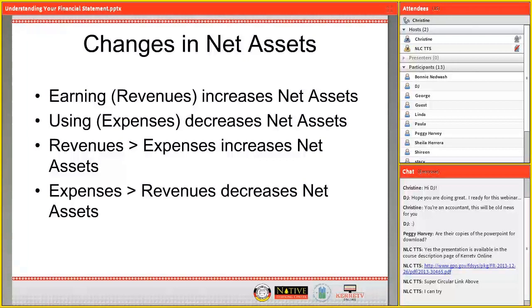Okay, so earnings increase your net assets, obviously, because your net assets are what's left over. Using them decreases it because you're spending it. Revenues greater than expenses will increase your net assets, and expenses greater than your revenues will decrease your net assets. Again, not rocket science here. And always just think about your own personal checking account. If you get more money than you spend, you have more money left over, which is your personal net assets.